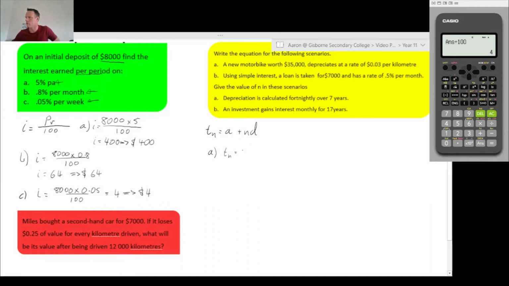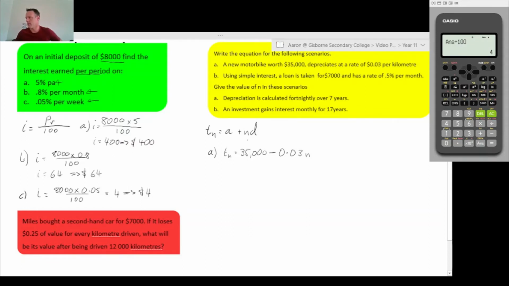A is the initial value of the motorbike, so $35,000. Nice shiny one at that price. And it's depreciating, so we've got to put a negative in there, subtraction. Depreciates at nd, so the difference is 0.03 times n. Okay, how many kilometres?